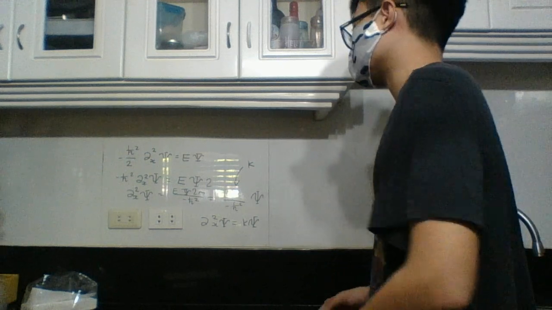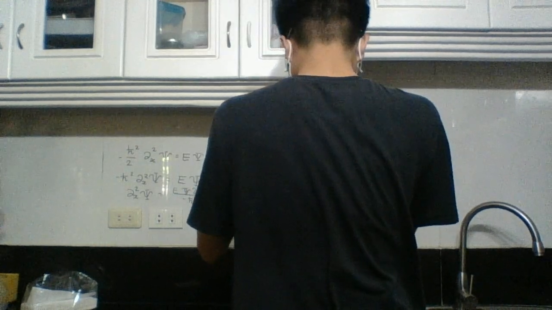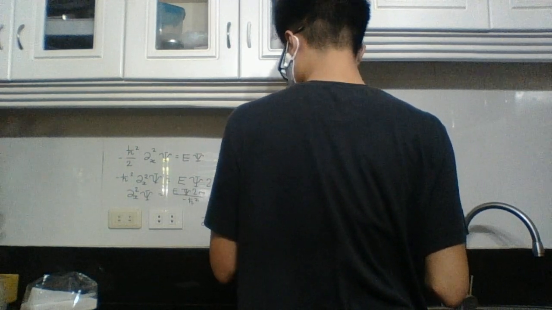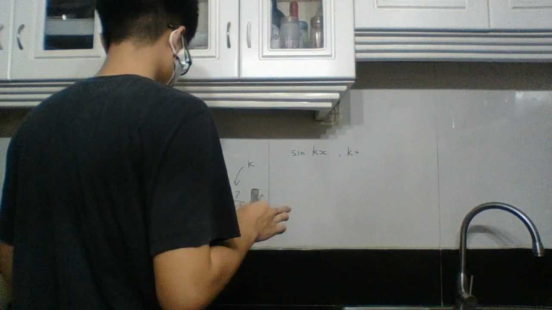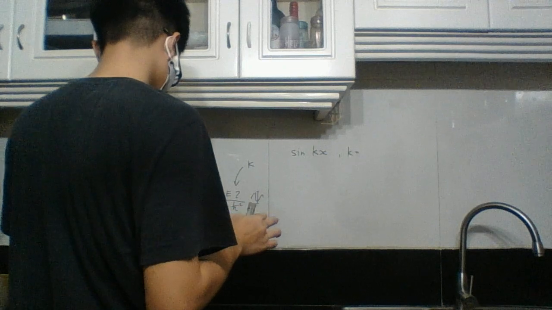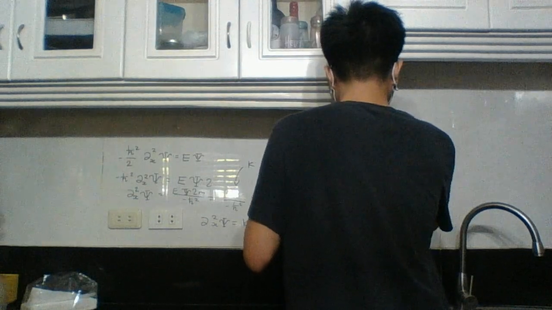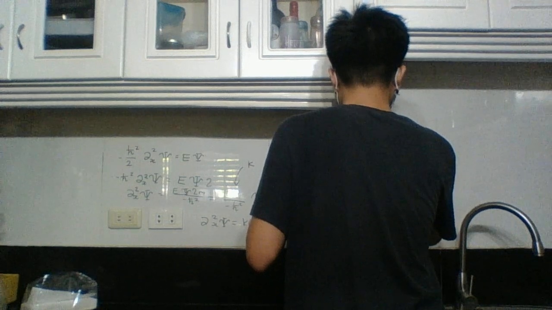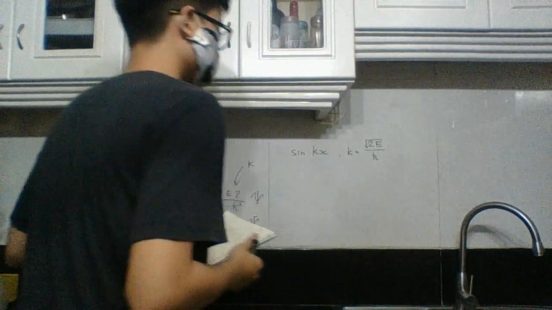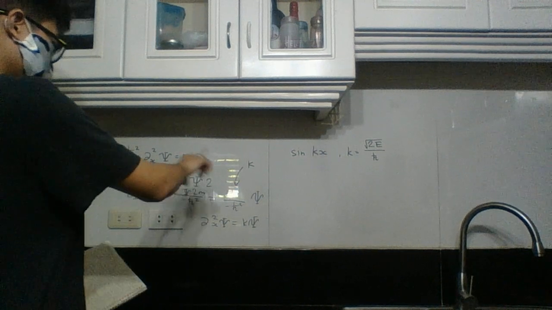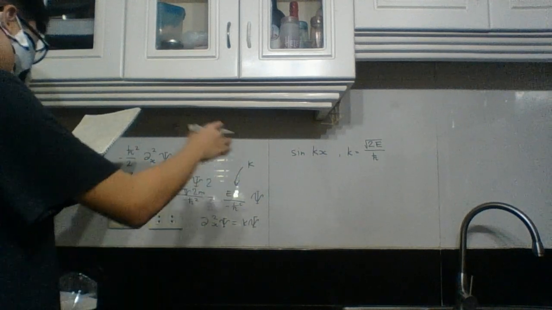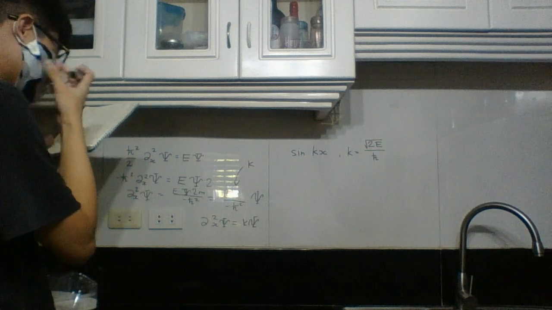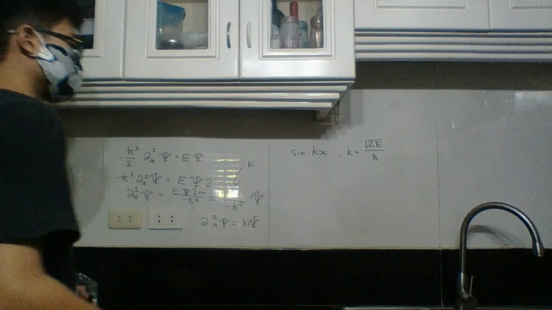So you can probably guess by now that our general solution is sine of kx, where k, if we simplify things, works out to be the square root of 2 times the energy over h bar. So simplify things a bit, do some algebra in the middle, and we get that. That's the general solution. Okay, so this is sine.